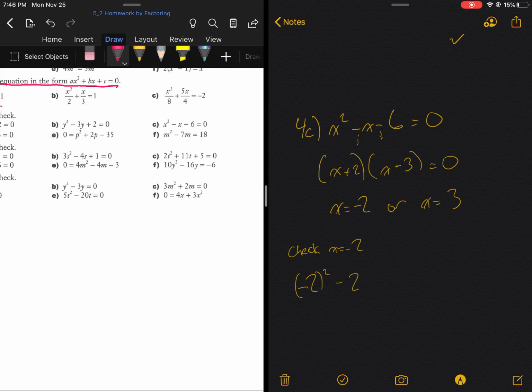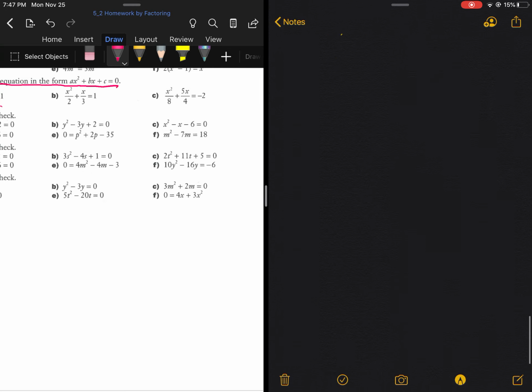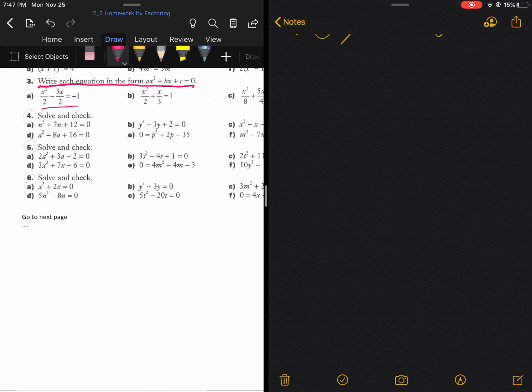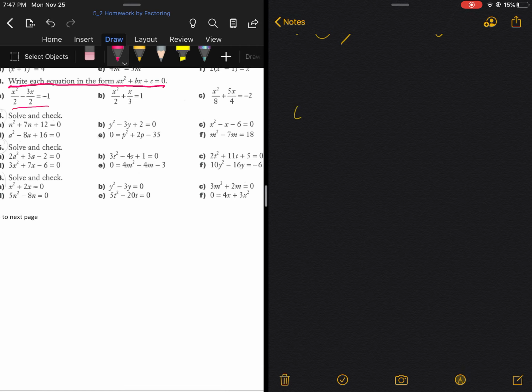Check. x equals minus 2. Minus 2 squared minus minus 2 minus 6. So we got 4 plus 2 minus 6, which is equal to 0. At x equals 3, we have 3 squared minus 3 minus 6, which is 9 minus 3 minus 6, which is equal to 0. Check. It makes sense. What's next? A, C, E.